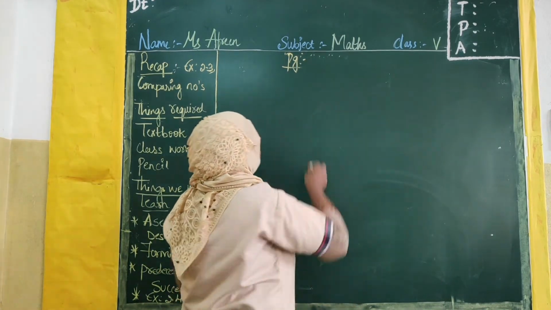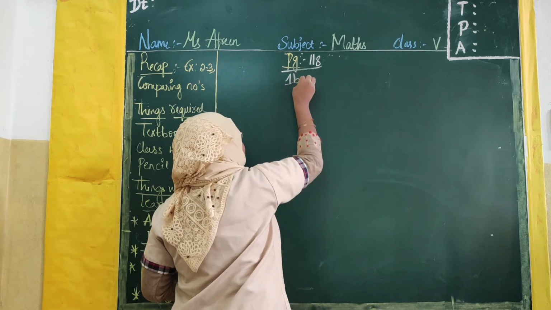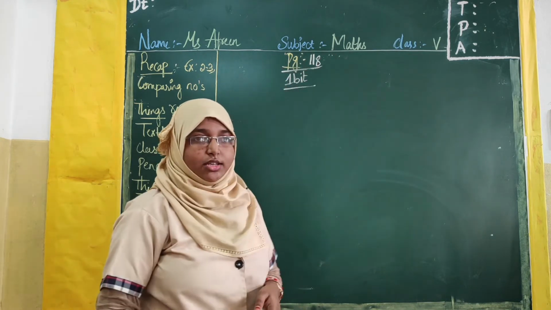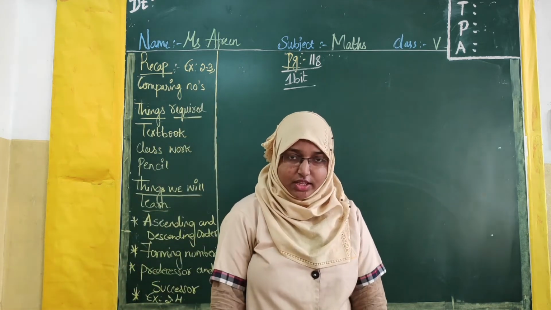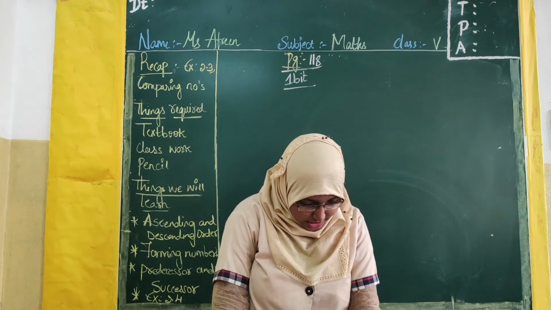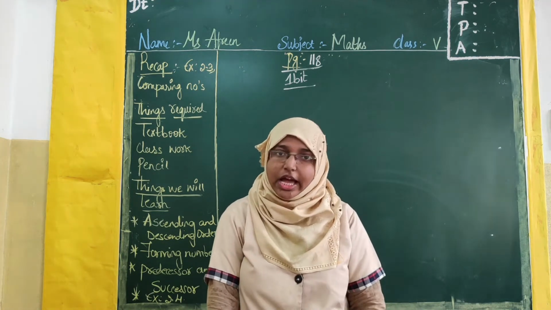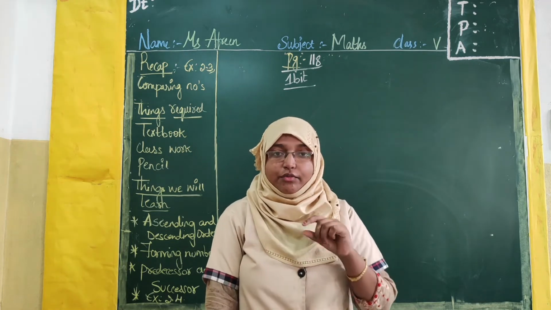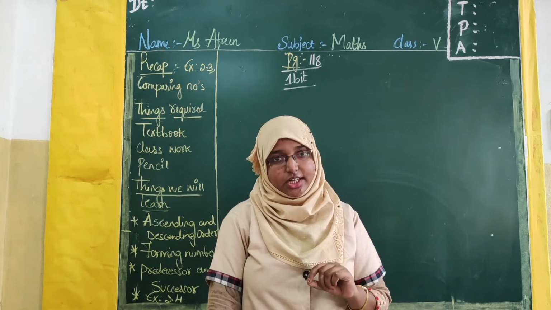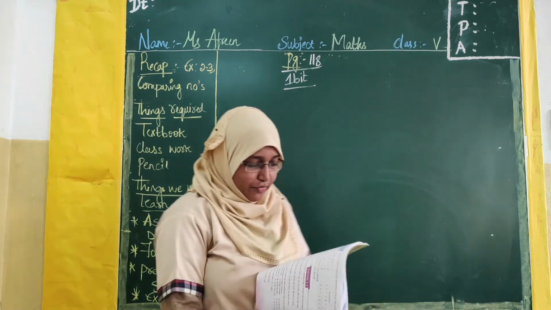Open page number 118, that is 118, first bit. See what they have given in the question. Identify the order, ascending or descending, in which the following numbers are arranged. They have already written a series of numbers. We should only identify whether it is written in ascending or descending order. Now let us see the first one.